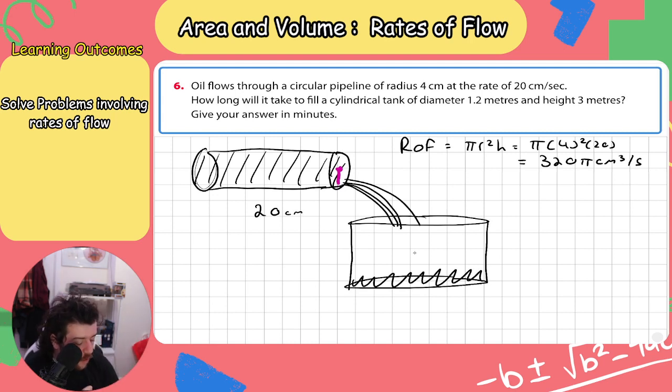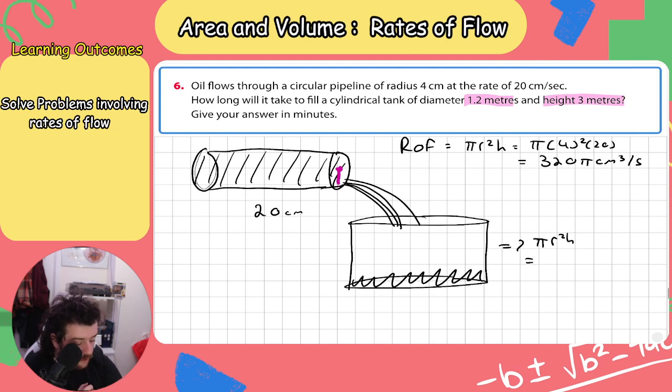Now all this oil is filling up this cylinder. So I want to find out how long it takes to fill up this cylinder. So let's just find the volume of the cylinder. So again, pi r squared h. My radius of the cylinder is given to me as 1.2 meters, and a height of 3 meters.